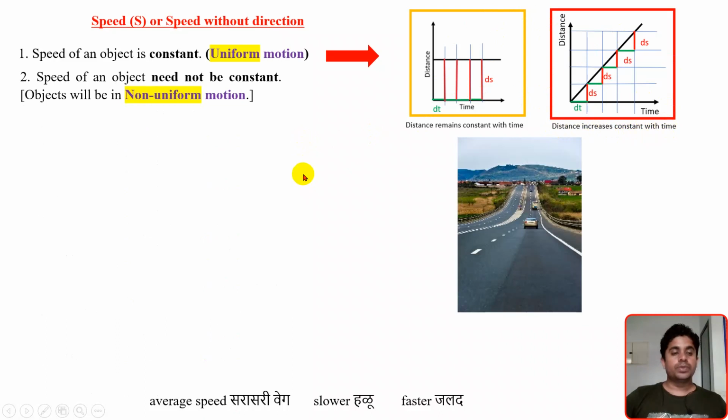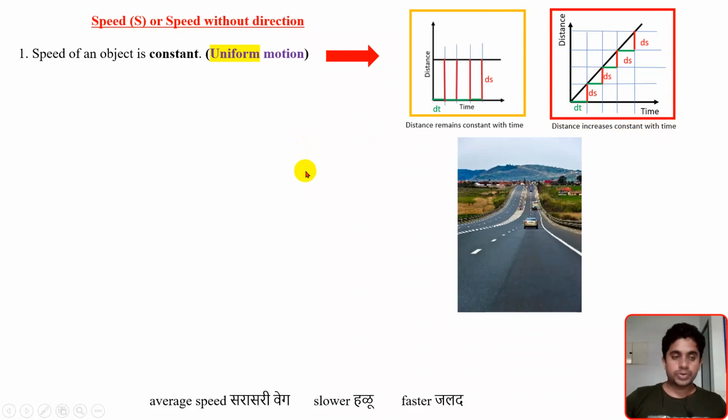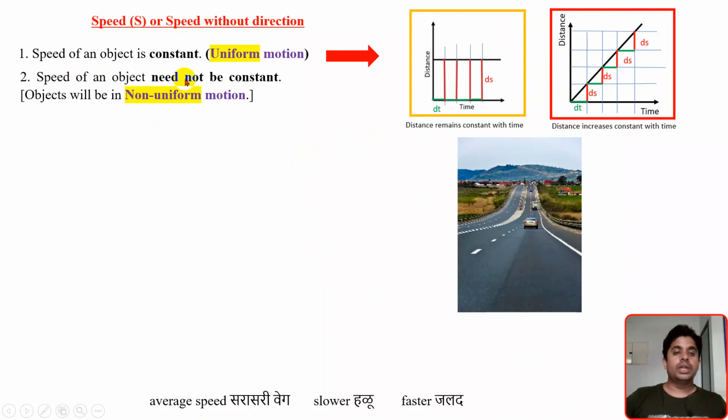Now the question is whether the speed of an object is always constant or always uniform. What is the answer to this question? No. The speed of an object need not be constant. An object can be in non-uniform motion also, right? It is not all the time that the speed of the object is constant. Sometimes the speed is not constant.